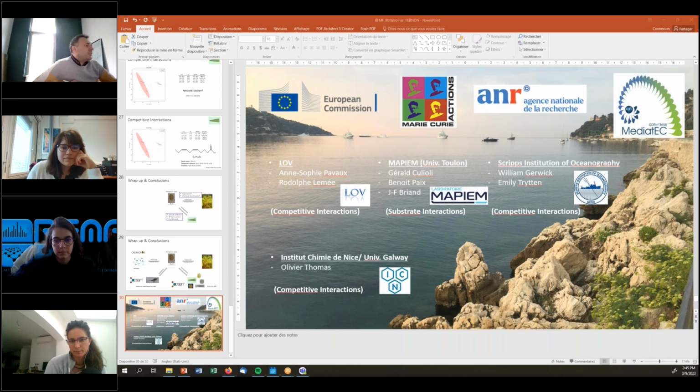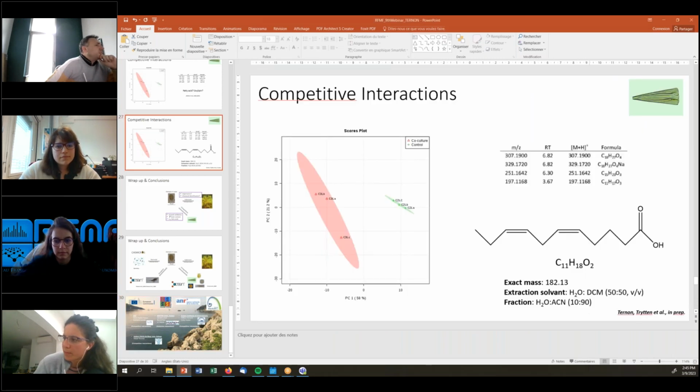I have one question about the last fatty acid that you identified. It's not a compound which is highly water soluble. So how do you explain that this compound has such an importance in the interaction? It's not highly water soluble, but we were able to purify it from a mixture of water and acetonitrile, so it's not that insoluble either. Okay, so it's still sufficiently soluble. Probably, that's what I think.